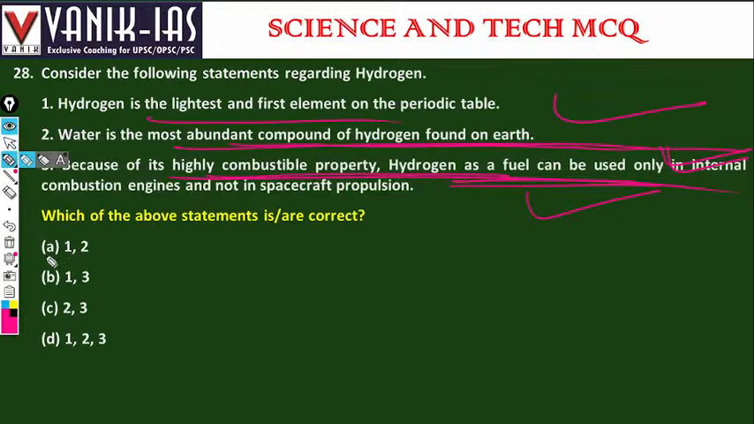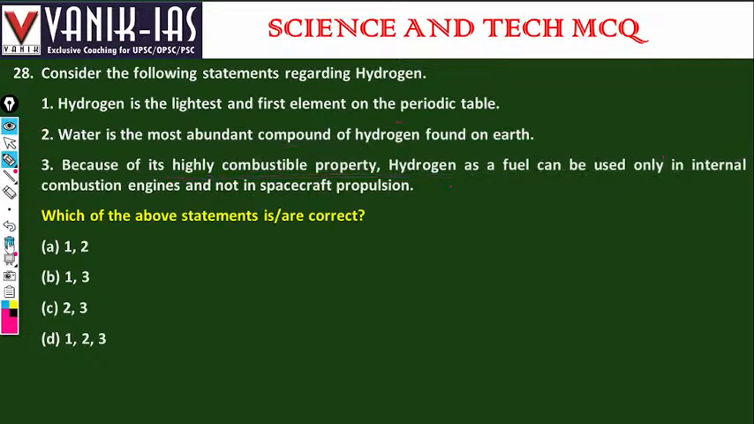Consider the following statements regarding hydrogen. Hydrogen is the lightest and fastest element in the periodic table. Water is the most abundant compound of hydrogen found on Earth. Because of its highly combustible property, hydrogen as a fuel can be used only in internal combustion engines and not in spacecraft propulsion. Which of the following statements are correct?